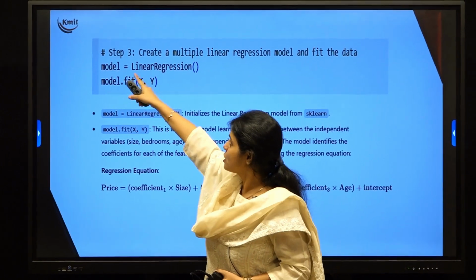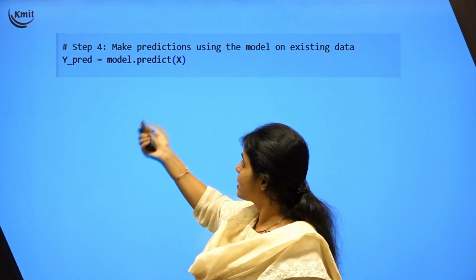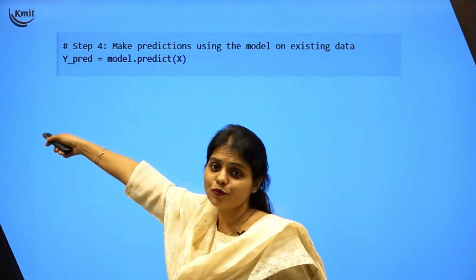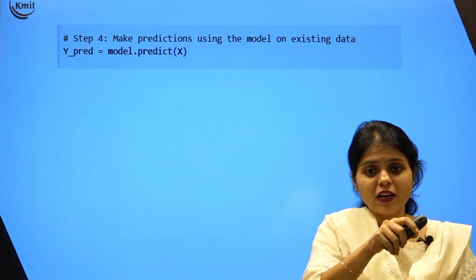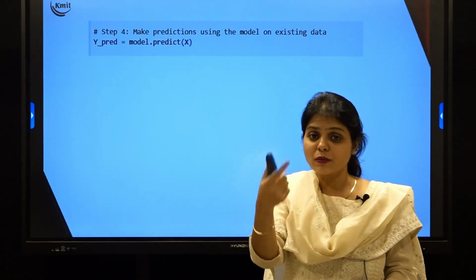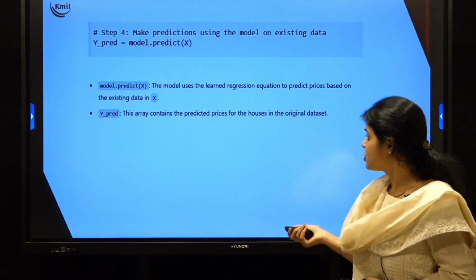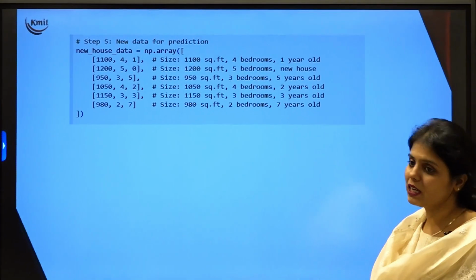Model is equal to linear regression, and for the given x values, I want the machine to predict the values. Those y values are the given y values. Now, for the same x values, the machine should produce the predictions. Once I am done with this, I'll try to give new data for prediction.